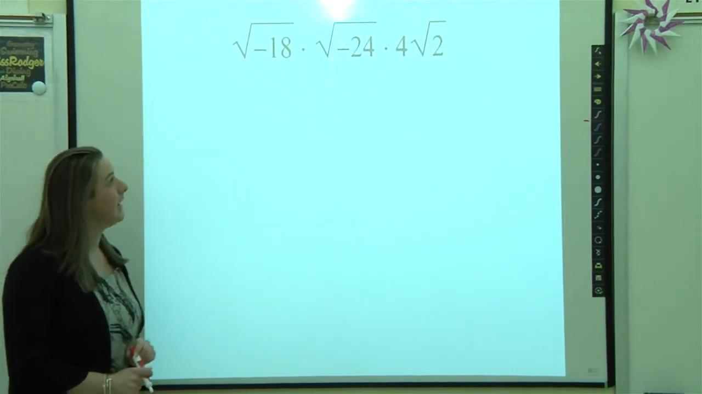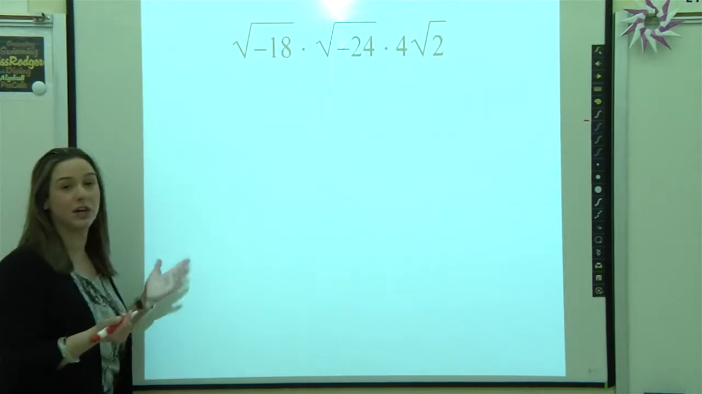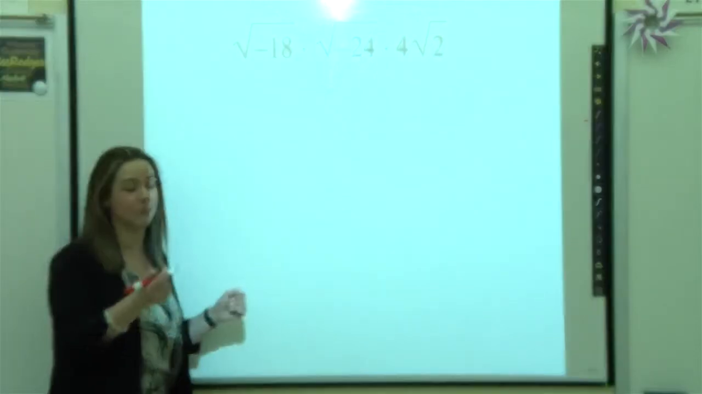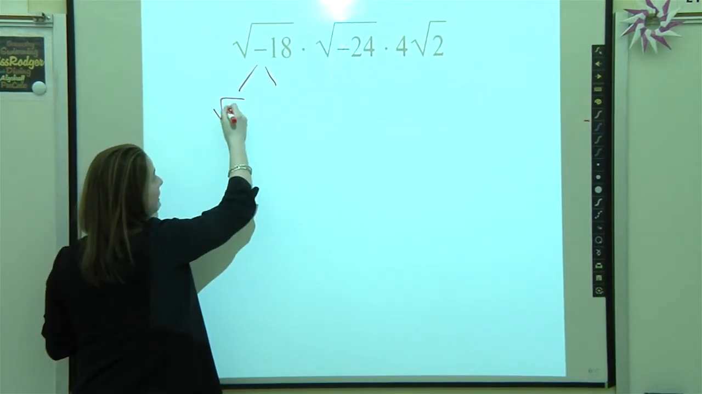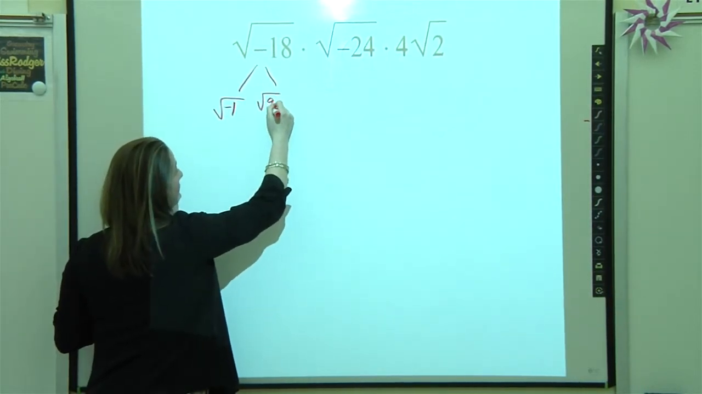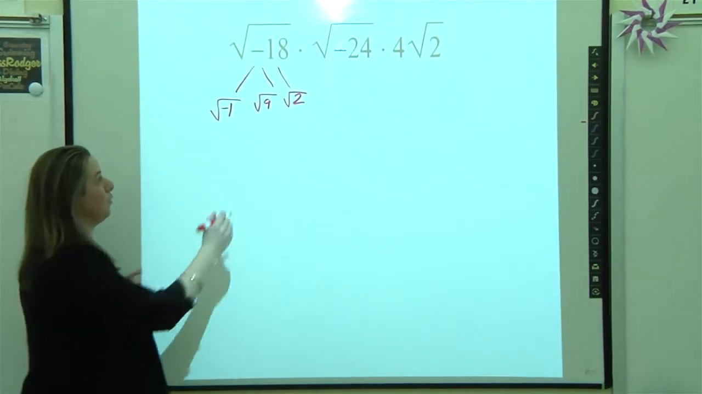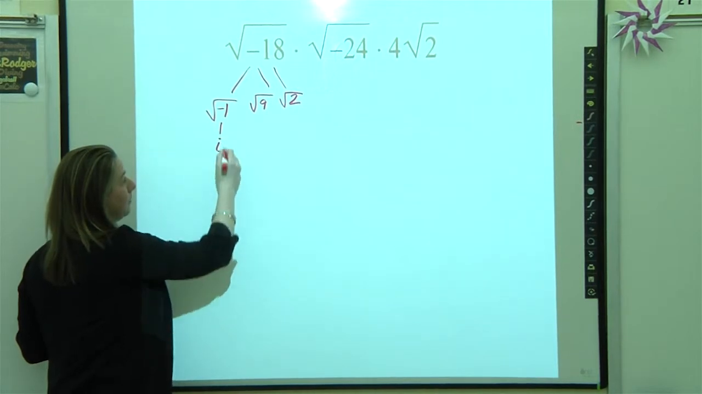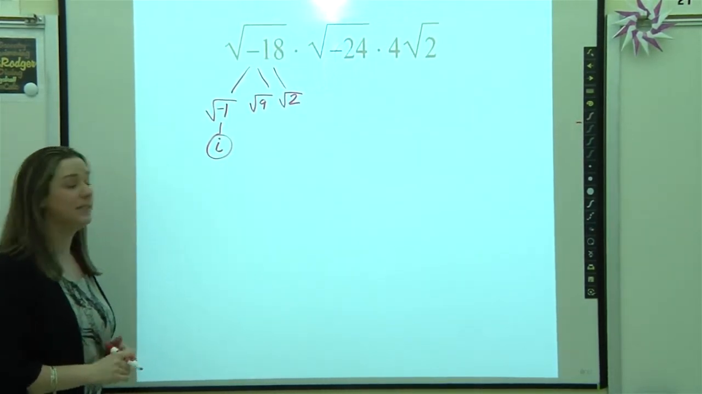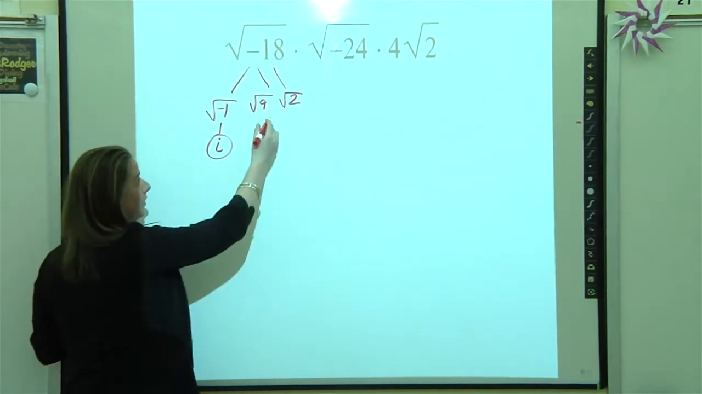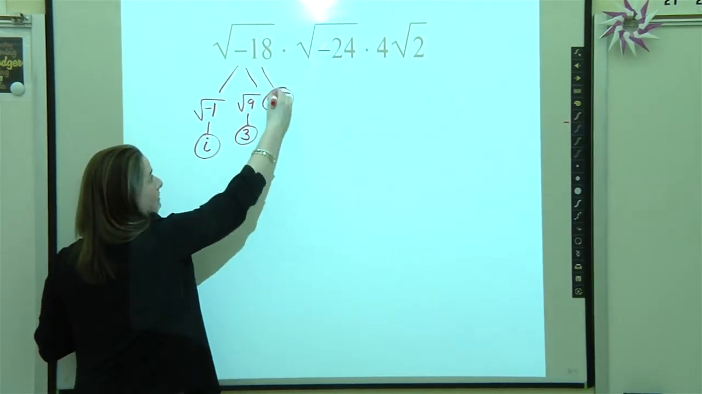Radical negative 18 times radical negative 24 times 4 radical 2. So let's start and just go left to right and deal with each one separately. Radical negative 18 is going to be radical negative 1 times radical 9 times radical 2. Radical negative 1 is i, which, if we want to just pull out an i immediately and make it a positive 18, we can do that. Radical 9 is a perfect square. It is 3. And radical 2 does not break down.